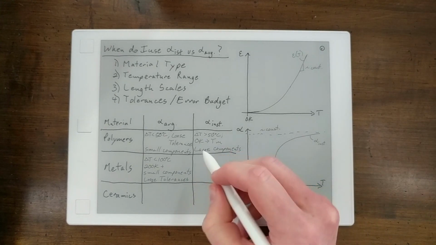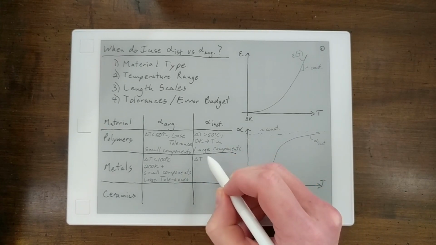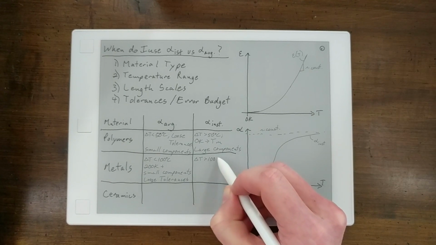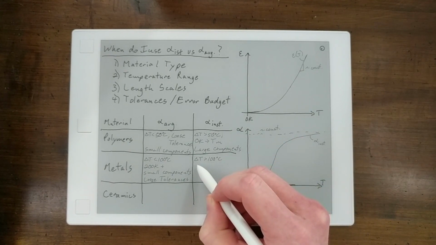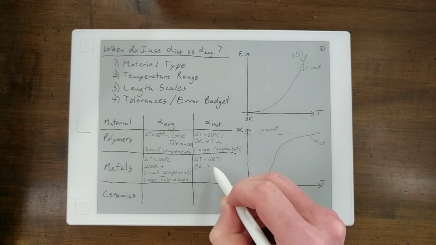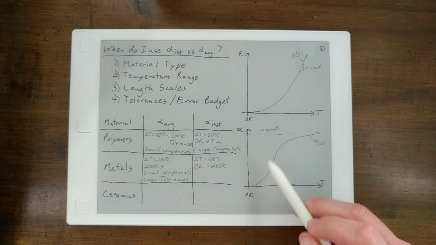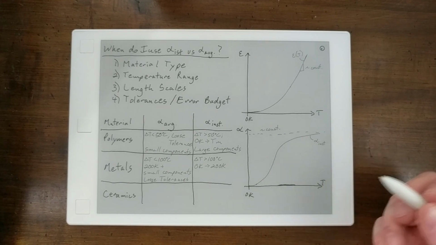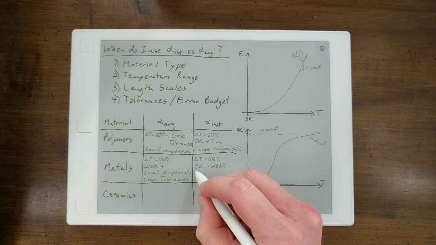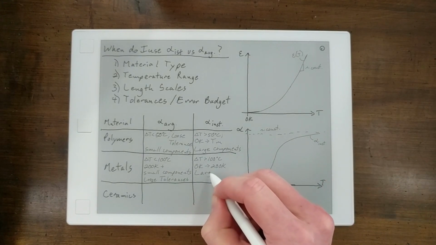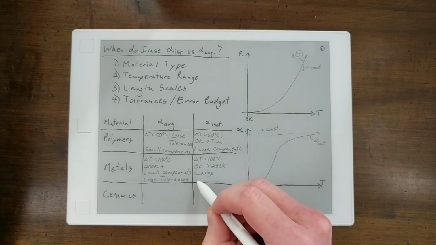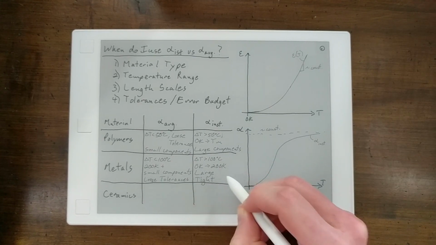And so you use the instantaneous CTE if your delta T is greater than 100 degrees C. If you're in the 0 Kelvin to 200 Kelvin range, then you probably need to use it because of this very large change. And then if you have large components and you have tight tolerances.